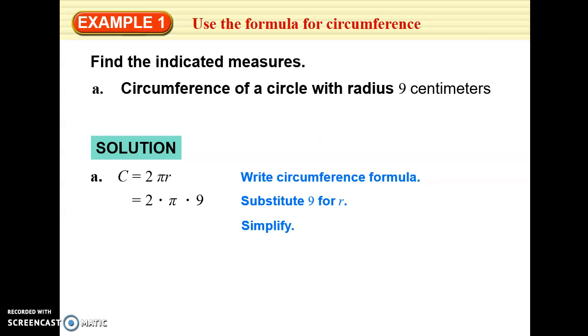If we have to have it in terms of pi, it's 18 pi. And we need to have the decimal. We only have to multiply using the calculator. Now, another example.